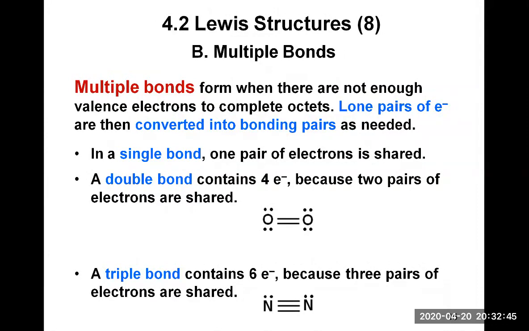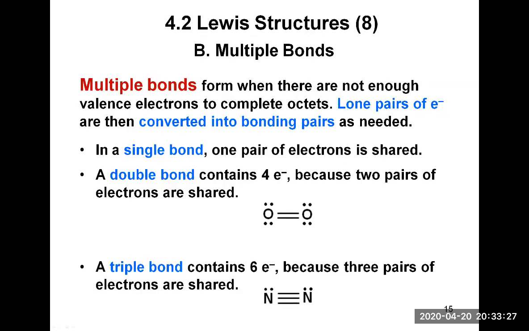As you know, a single bond is a pair of electrons, meaning 2 electrons, and you draw that as a single line. Those electrons are shared between the two atoms. A double bond contains 4 electrons because 2 pairs of electrons are shared. It looks like 2 lines parallel to each other between the 2 atoms. Each line is 2 electrons, so that's 4 electrons that are shared between the 2 oxygens in the example here. In a triple bond, we have 6 electrons that are shared.